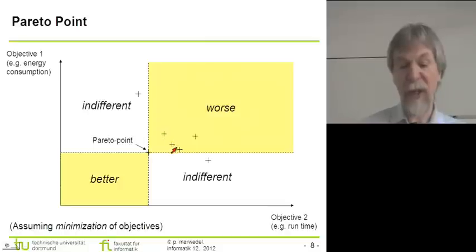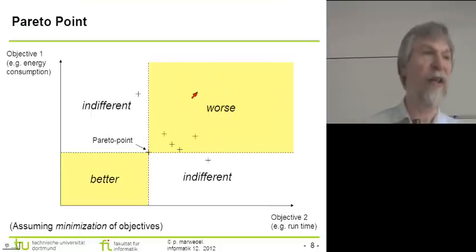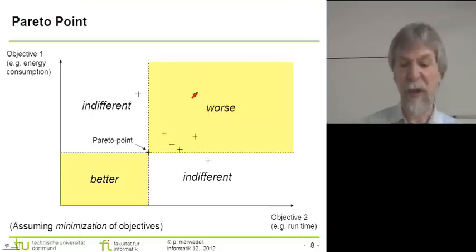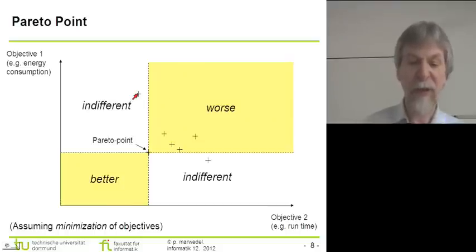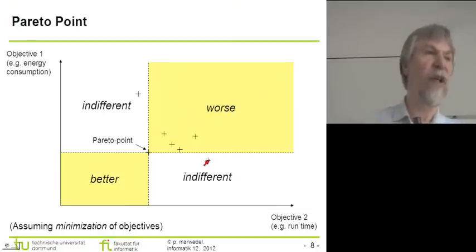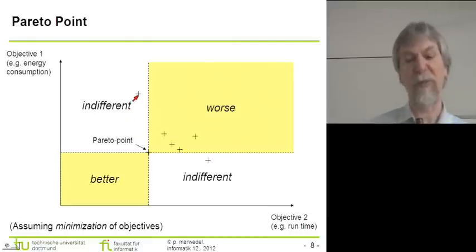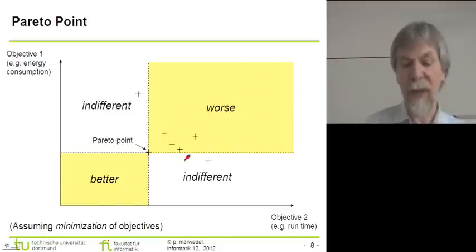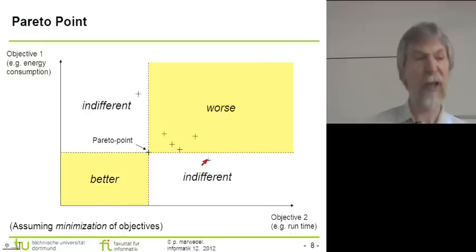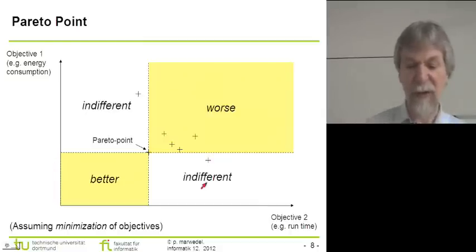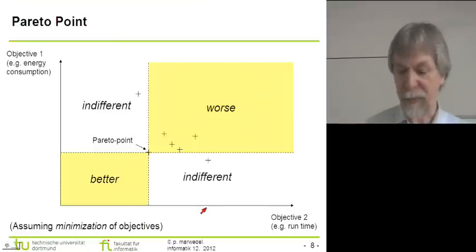We see some other design points over here. These design points are in this area where we have worse designs, so they are obviously not optimal designs. And we have some other design points over here and down there. These are so-called indifferent design points because they are, in this case, superior with respect to one objective but inferior with respect to the other. And it's the other way around for this design point down there. It's superior with respect to this objective, and it's inferior with respect to that objective.